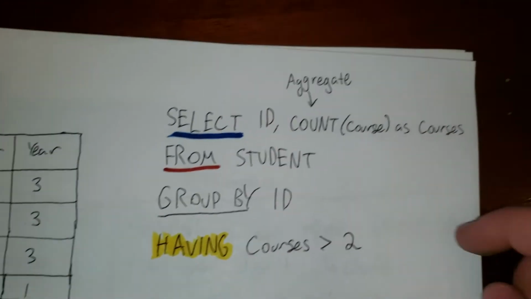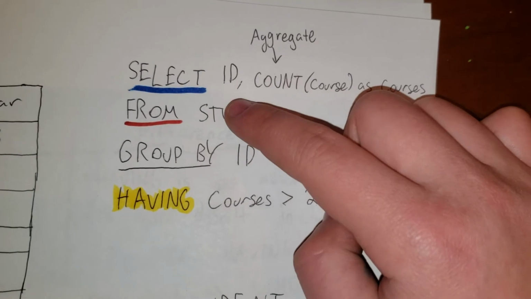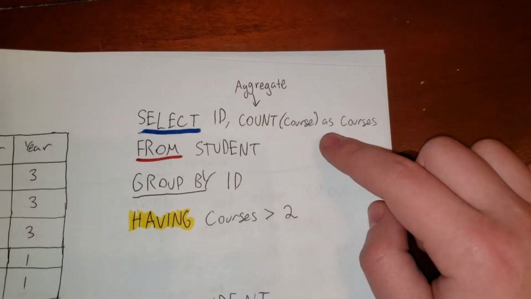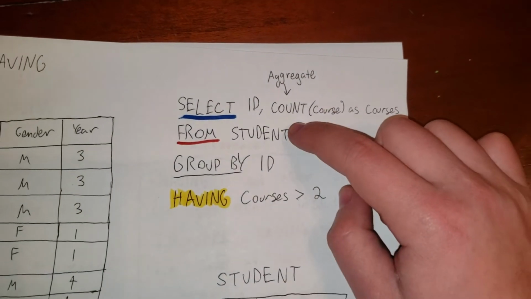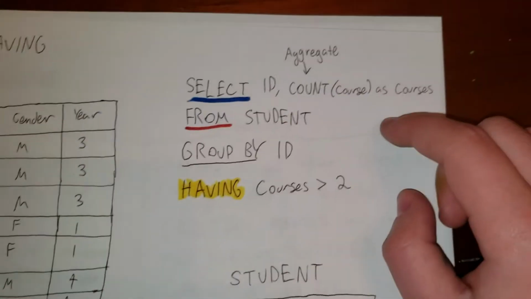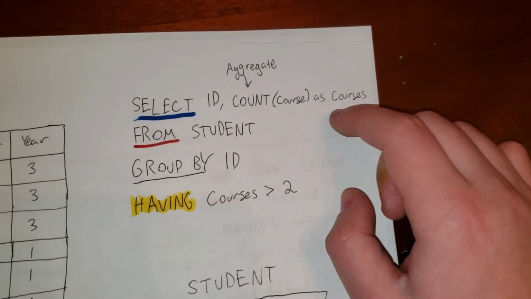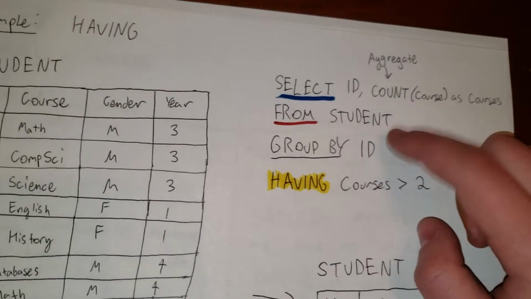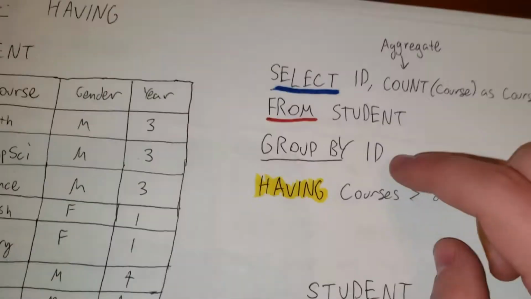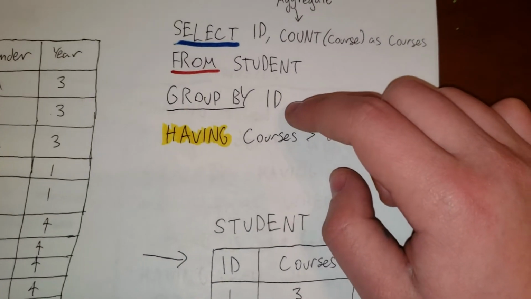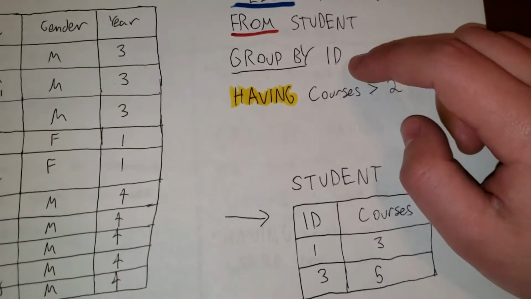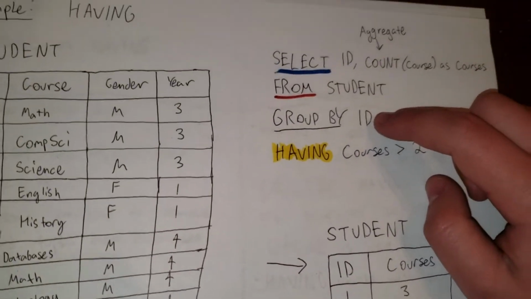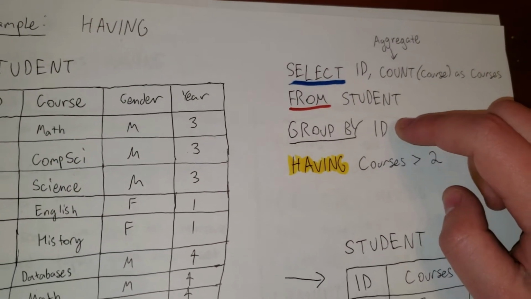So here we apply a similar thing. We select an ID, but this time it's going to be slightly different in our select. We're going to use an aggregate function where we count the number of courses that they're in, basically. And we're going to basically give that the name of courses. We're selecting again from the student table, except this time we're grouping by ID. Now basically the functionality of this group by statement here is that we're wanting to remove duplicate tuples.